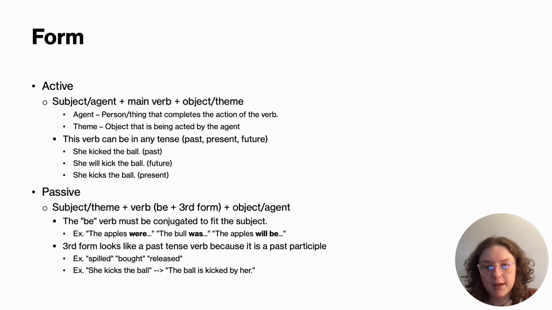So I included an example of an active present sentence that turns into a passive present sentence. She kicks the ball, which is active, to the ball is kicked by her, which is passive. And here we can see by the conjugation of the verb be to is that it's a present sentence. However, we still have that past participle kicked that's attached.